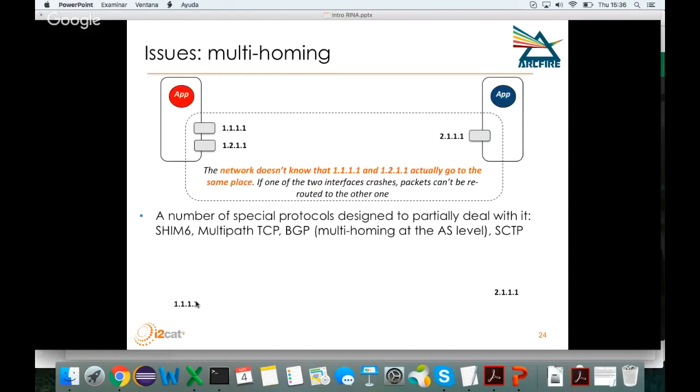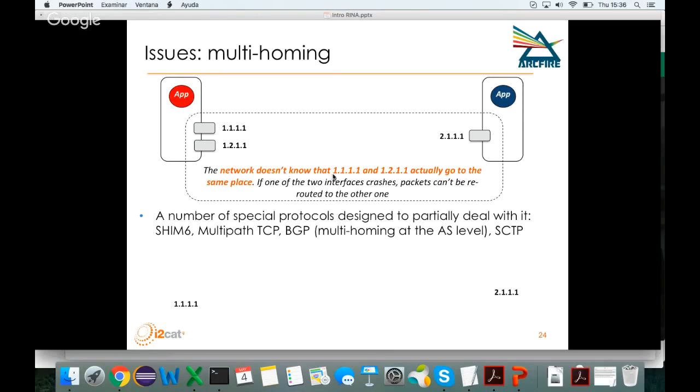So, first problem is multi-homing. Imagine here we have a server application, a server that has two IP interfaces with these addresses, and a client computer where this application, the blue one, is accessing the red one. So they allocated a TCP connection between this IP address and this IP address. And now let's imagine that this interface, 1.1.1.1, goes down. What happens? You still have reachability to the server because you have another interface here.